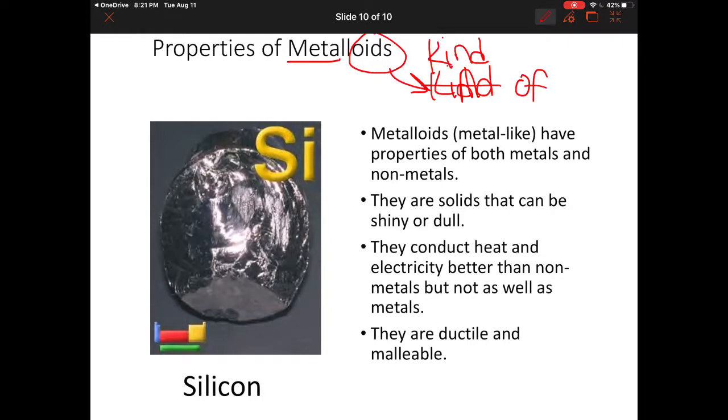They're solids that can be shiny or dull. You see this silicon here is shiny, not always. They conduct heat and electricity better than nonmetals, but not quite as good as metals. See, they're kind of the in-between. These are, however, ductile and malleable. So those are the three major types of elements you'll find on the periodic table.